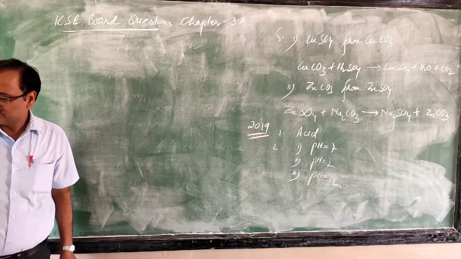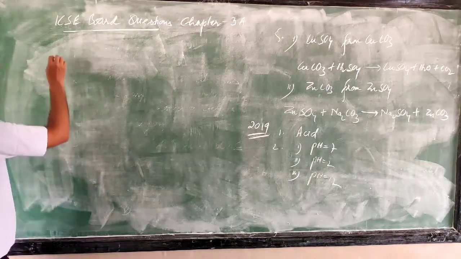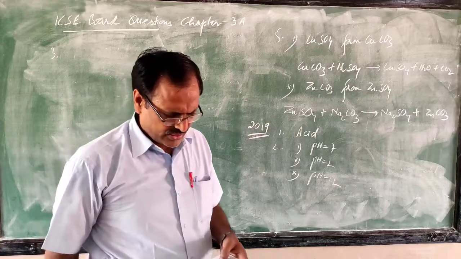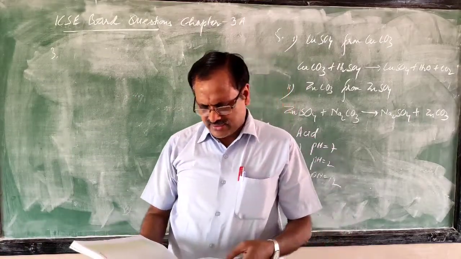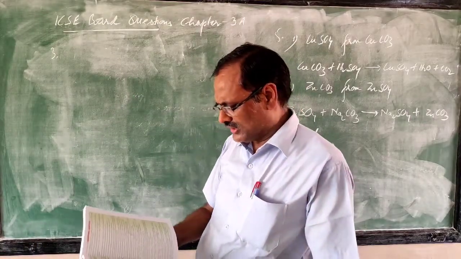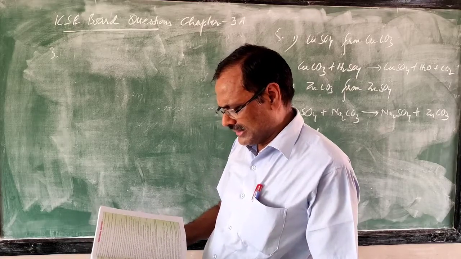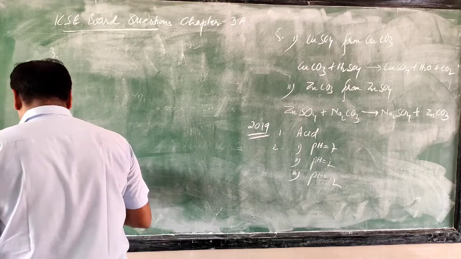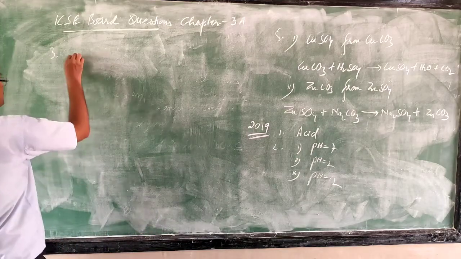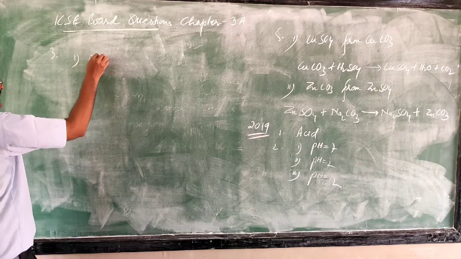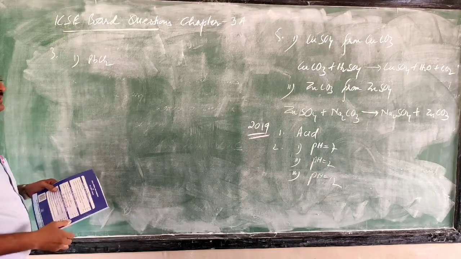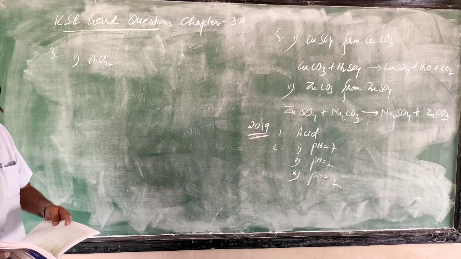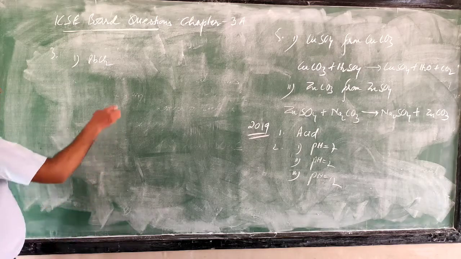Question number 3, 2019. Choose the method of preparation of the following salt from the methods given. So first one is given, lead chloride. This lead chloride is an insoluble salt, that is prepared by precipitation by double decomposition. So this is given, precipitation. So B.